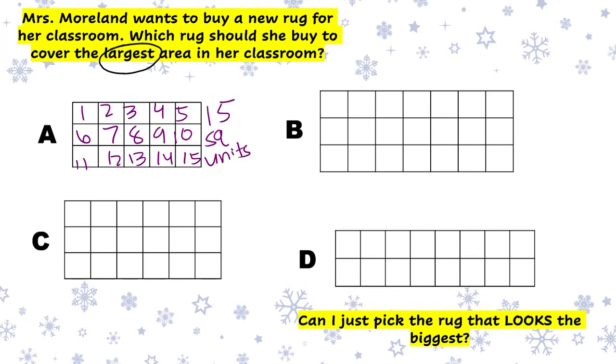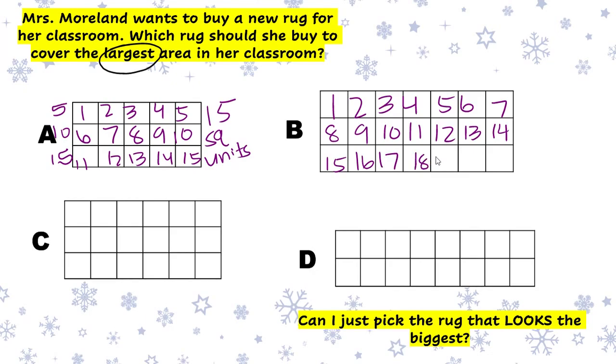And something that I noticed while I was counting is that this is in a row of 5. So I could have also gone 5, 10, 15. So yes, I checked it and it's 15 both times I checked it. Okay, B, 1, 2, 3, 4, 5, 6, 7, 8, 9, 10, 11, 12, 13, 14, 15, 16, 17, 18, 19, 20, 21. So this one is 21 square units.